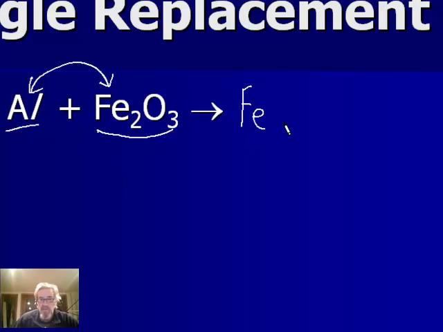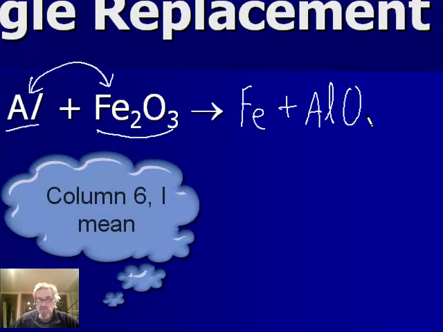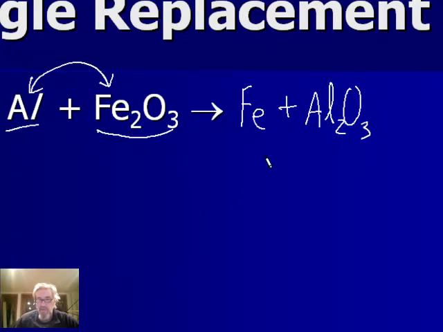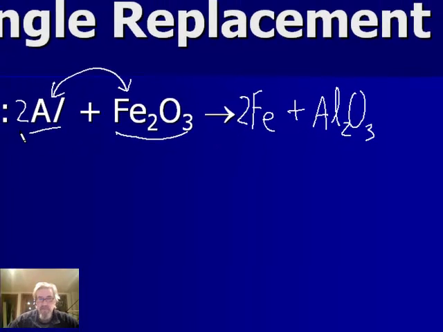Now, aluminum is going to be part of a compound. Well, aluminum is in column 3, so that makes it 3 plus. Oxygen is in column 2, so that makes it 2 minus. So after I do my charge swap, there's my formula, Al2O3. This reaction isn't balanced. If I wanted to balance it, I'd have to do a little more work. Oxygen's okay, but iron isn't. I need a 2 in front of iron, and I need a 2 in front of aluminum to balance.